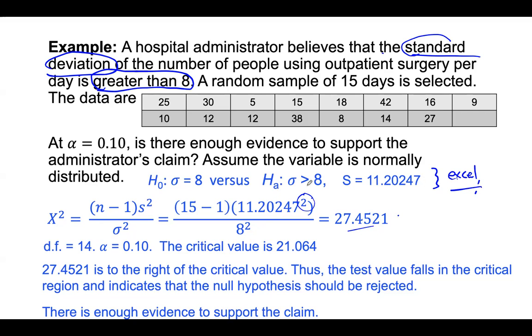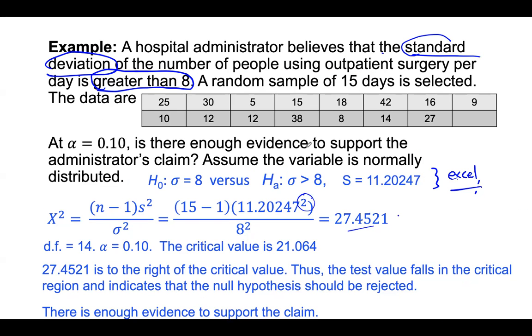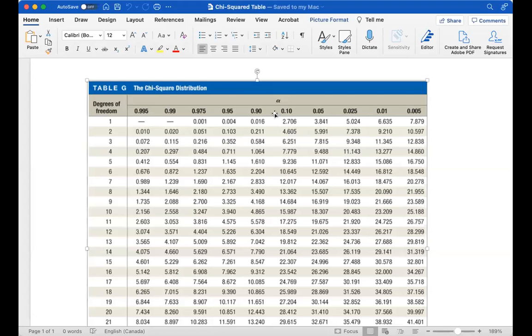So this is a right-tailed test, versus the previous one, which was left-tailed, because of this. So we can look this up and find that critical value. So 0.1 and degrees of freedom is 14. So there's our value of 21.064 right here, that is the critical value.